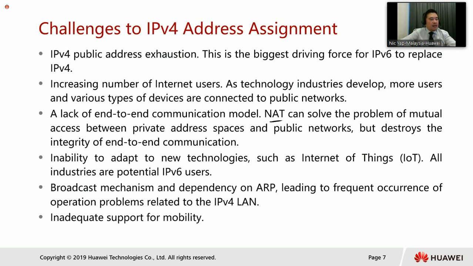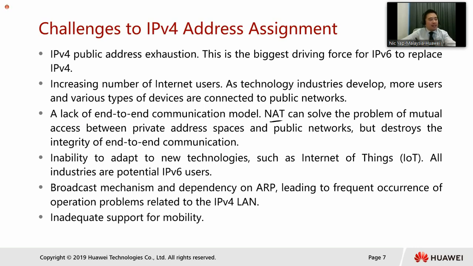And there is the inability to adapt to new technology, such as the Internet of Things, which are potential IPv6 users. How many IoT devices do we have nowadays? But for these IoT devices to communicate back to the server, they also need to have a public IP. In this case, our IPv4 addresses are really not sufficient already. So that's why there is potential for IPv6 with IoT devices.